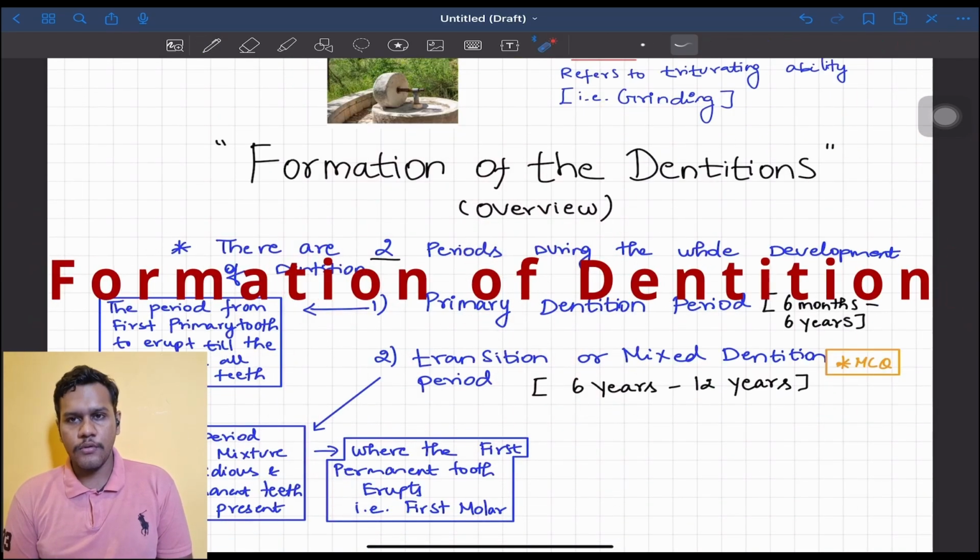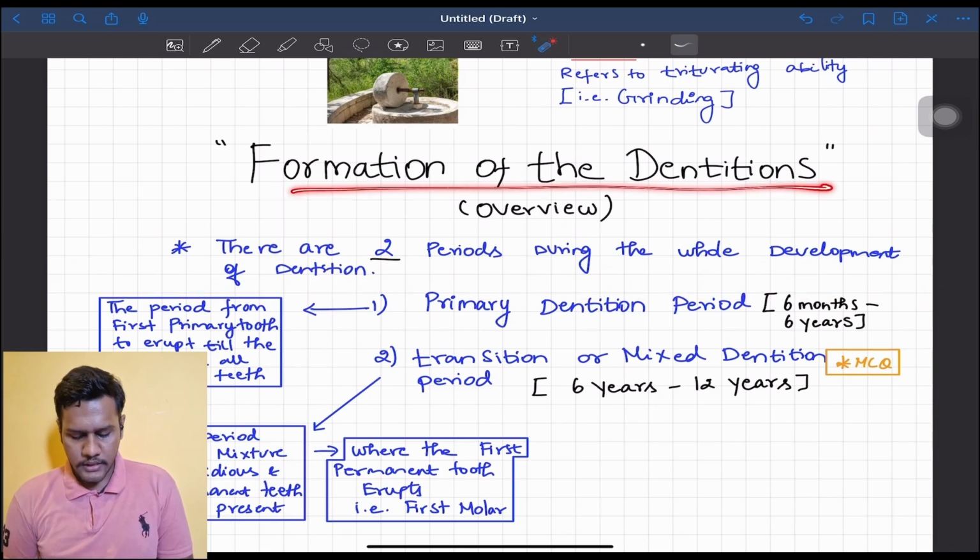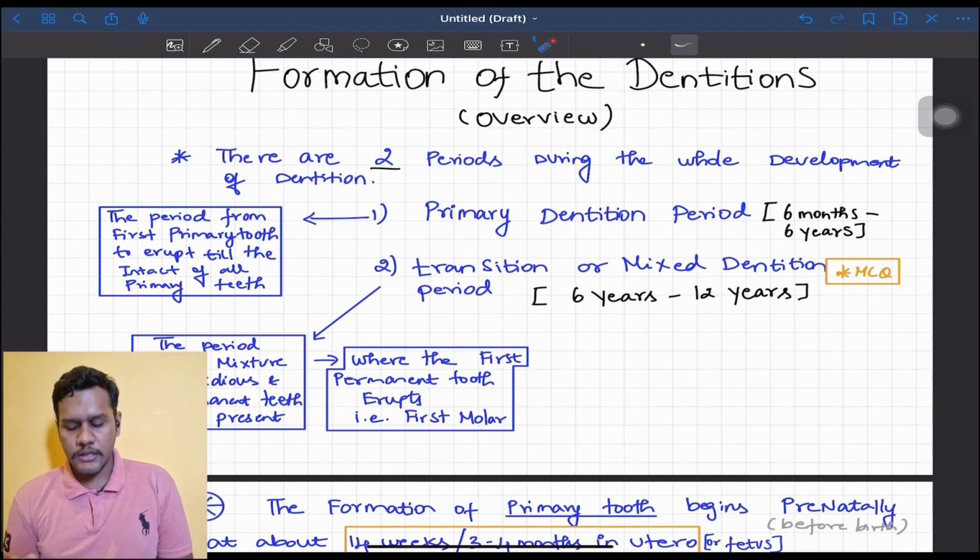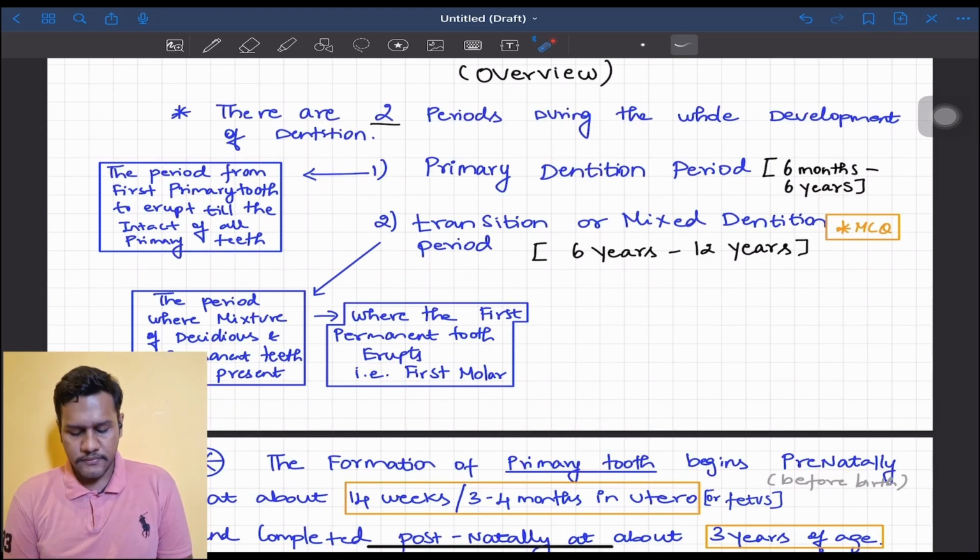We see a short overview of the formation of dentitions. There are 2 periods during the whole development of dentition, time stages. The first one is the primary dentition period. The period is from the first tooth to erupt in the oral cavity of a child till the eruption of all the primary teeth. All 20 teeth will be present in the child. This period usually ranges from 6 months to 6 years.